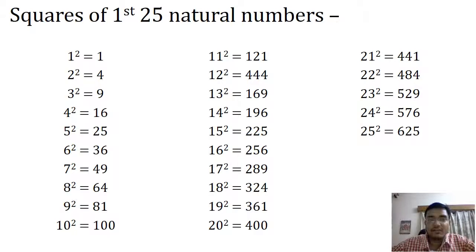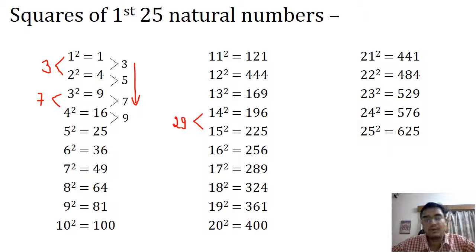Now when we carefully observe these square numbers, what we find is the difference between any two consecutive squares. That is, 2 square minus 1 square, the difference is 3. Similarly, the difference between 3 square and 4 square is 7. Or the difference between 14 square and 15 square is 29. So what we see is the difference between consecutive squares is basically a series of odd numbers.